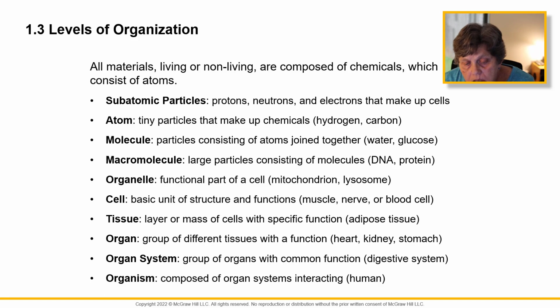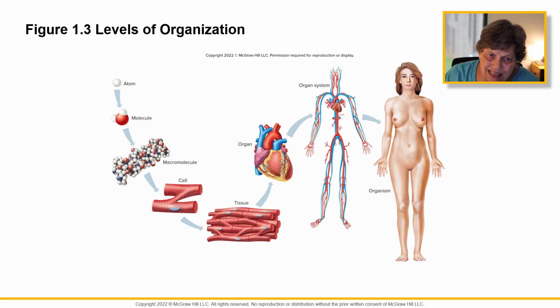You take a group of different tissues and you put them together with a common function, and you have an organ, like a heart or a kidney, intestinal tract, brain. And then you have an organ system where you put all those organs together to come up with a common function, like digestive, cardiovascular, urinary system, that sort of thing. And then all of those together make up the whole organism. Okay, so that's our level of organization, from the smallest to the full organism.